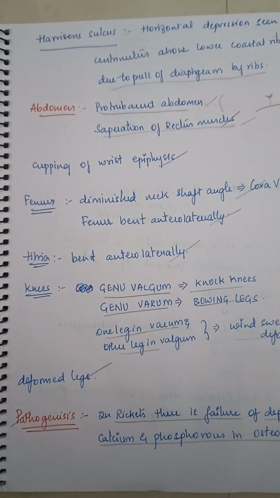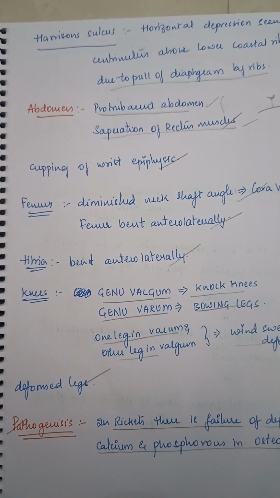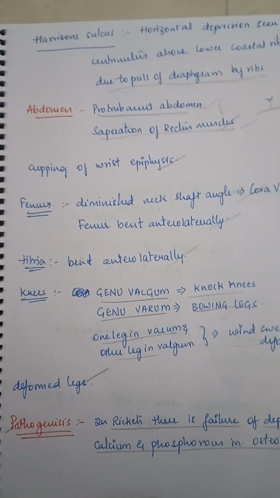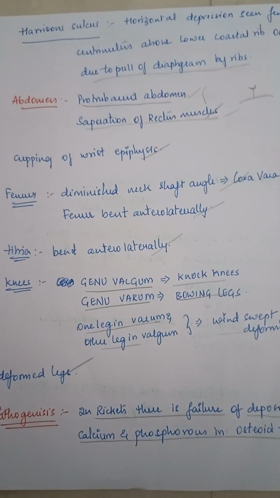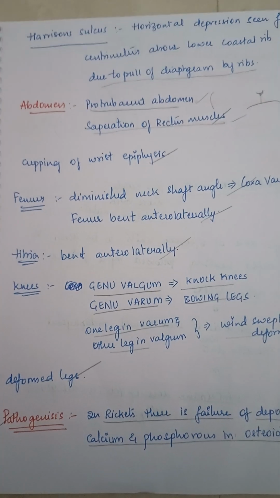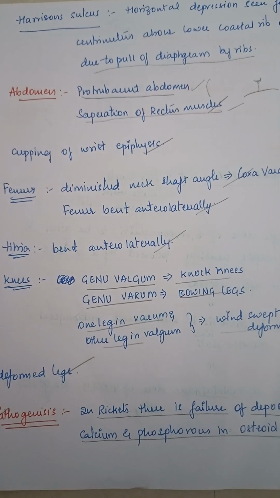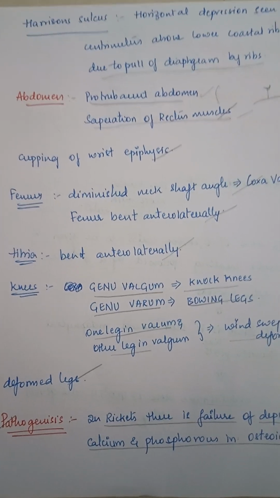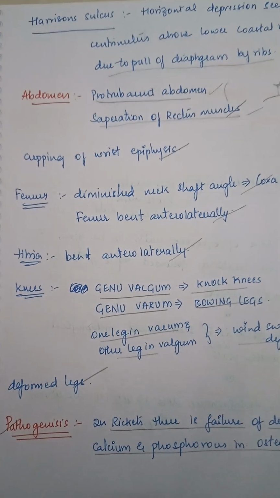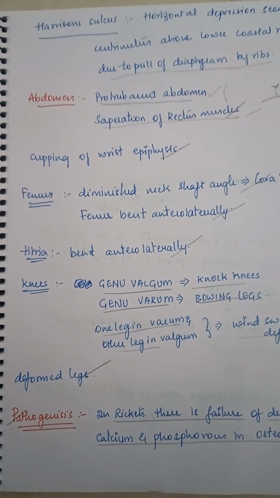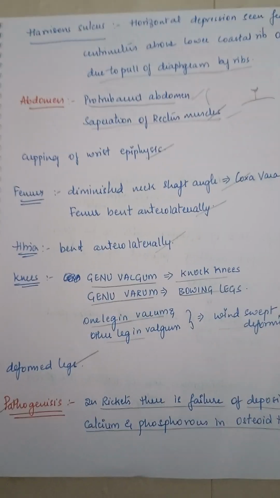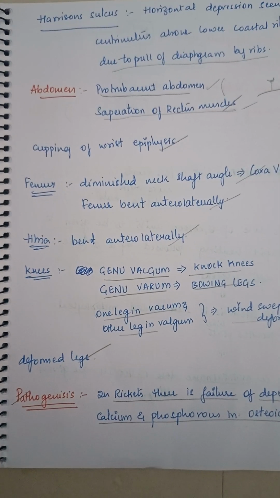Genu valgum is known as knock knees. Genu varum is known as bowing of legs. Valgum is valgus, coming together, sticking together, so it can lead to knock knees. Genu varum can lead to bowing of legs. Otherwise, it can also lead to one leg in valgum and the other leg in varus. This is known as windswept deformity, deformed legs.